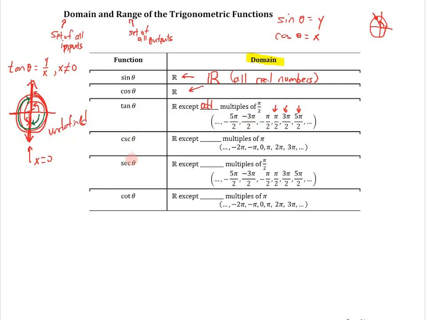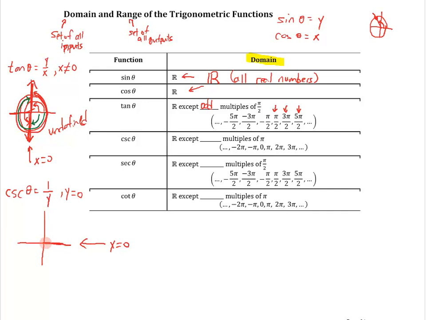Let's move on to the next batch. Now all the rest of these, tangent included, all the way through cotangent, are fractions. So they're all going to have problems somewhere, some restriction that you cannot plug that angle into the trig function. Cosecant of theta was 1 over y. So that means that y can't be 0. So think about, where is y equal to 0? Y is equal to 0 on the x-axis.